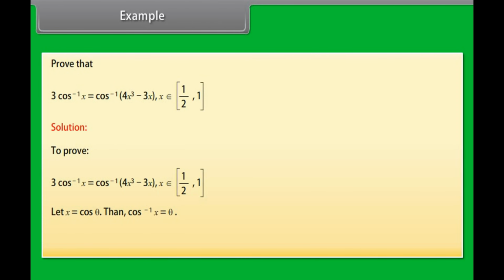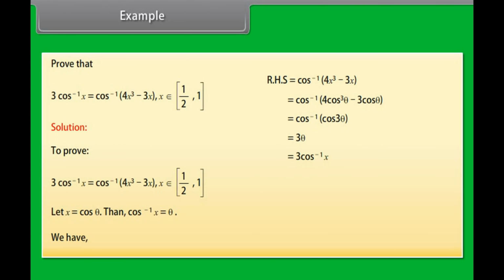Let x be equal to cos theta, then cos inverse x is equal to theta. We have right hand side is equal to cos inverse 4x cube minus 3x, which is equal to cos inverse 4 cos cube theta minus 3 cos theta, which is equal to cos inverse cos 3 theta, which equals 3 theta, which equals 3 cos inverse x, which is equal to left hand side. Hence 3 cos inverse x is equal to cos inverse 4x cube minus 3x, x belongs to 1 by 2, 1.